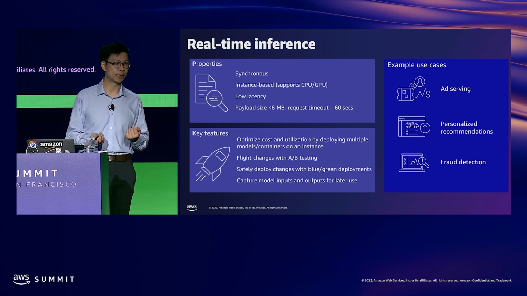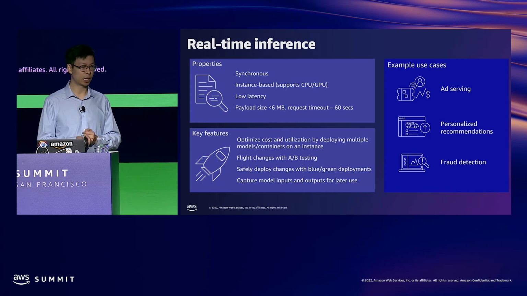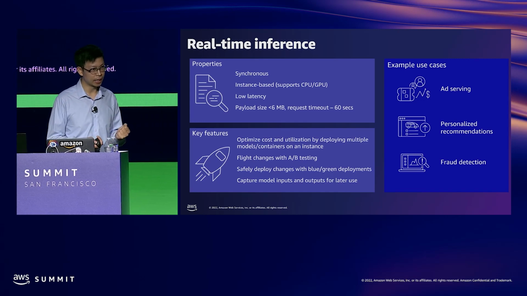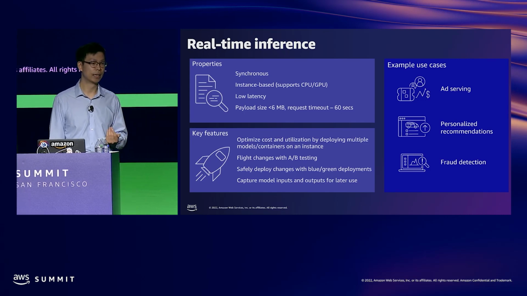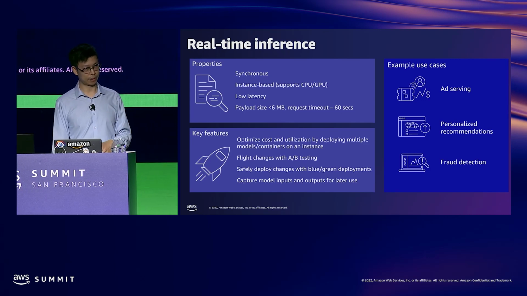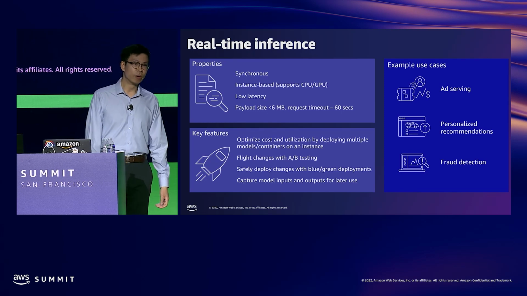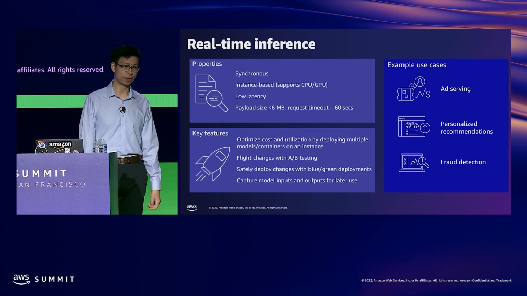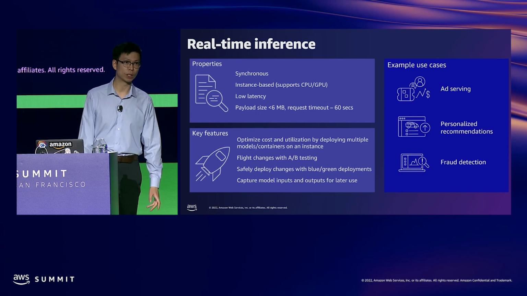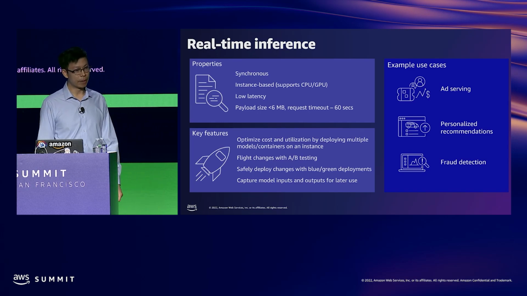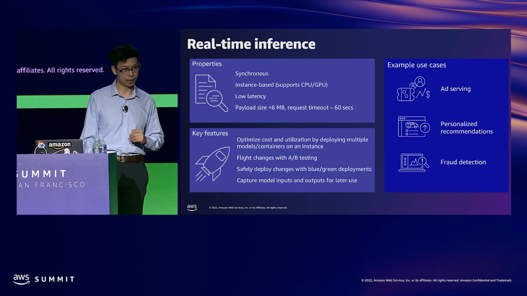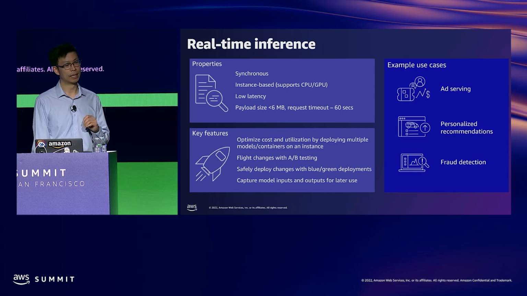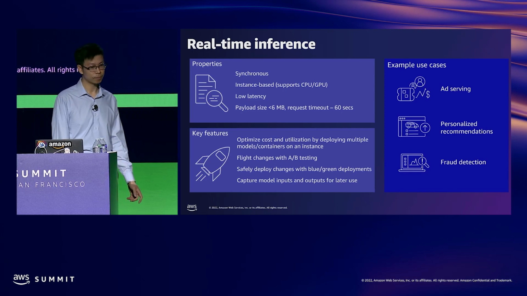Because there's always an instance up and running, we also provide features to help you optimize costs and improve utilization of these instances by allowing you to deploy multiple models and containers onto a single instance. We also provide features to help you flight changes using A/B testing so you can see which version works the best. And we also have features to incrementally switch traffic so you can detect issues early and automatically roll back with our blue, green, or canary deployments.